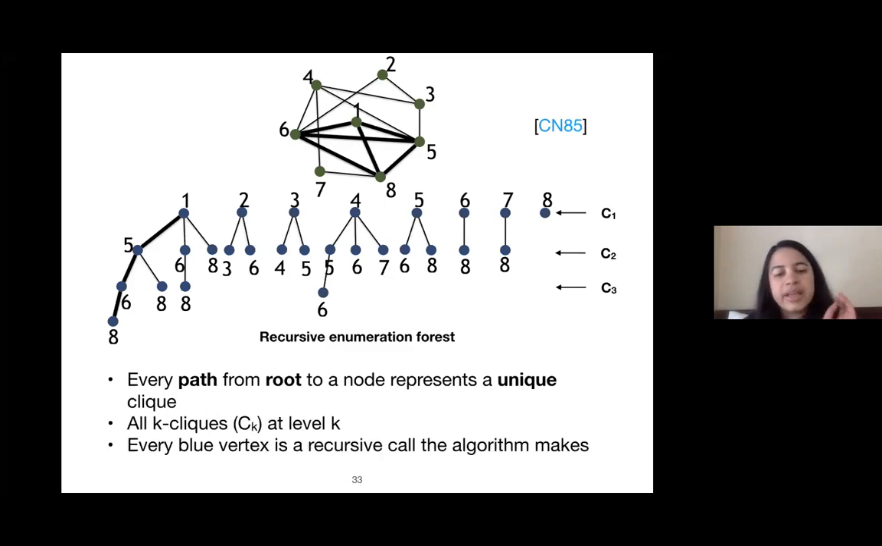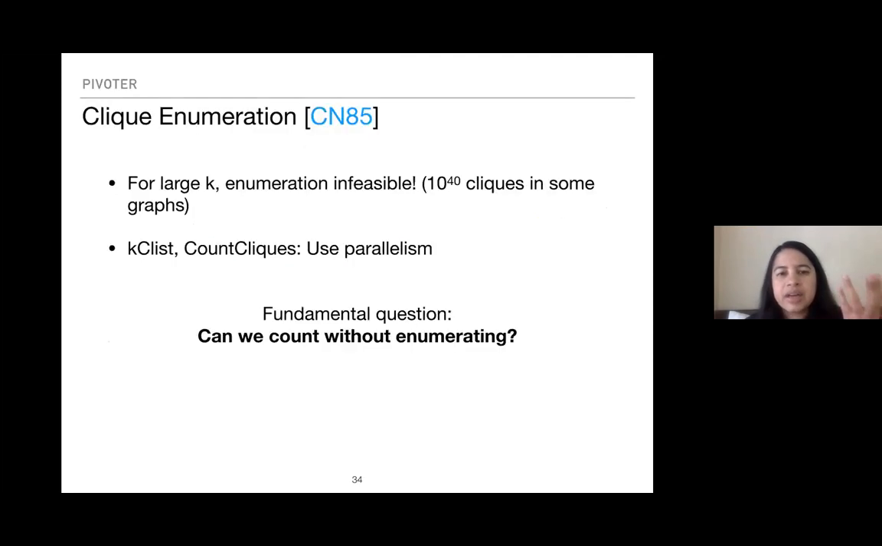Moreover, every vertex here, every blue node that I've shown here, is actually a recursive call that the algorithm makes. So the total number of recursive calls that the algorithm makes is equal to the number of cliques in the graph. And given that we've had graphs that have had cliques of the order of 10 to the 40, constructing this entire forest is not feasible for such graphs.